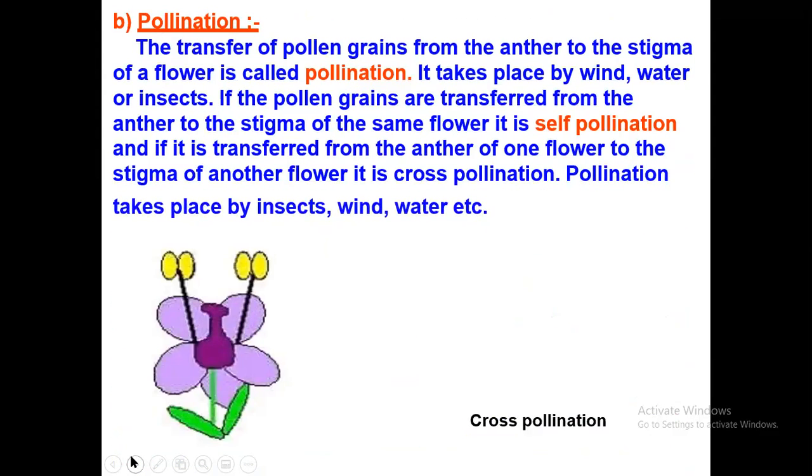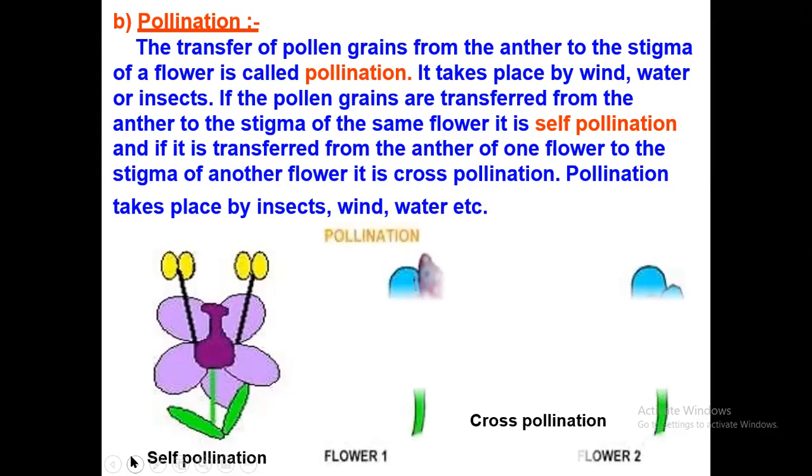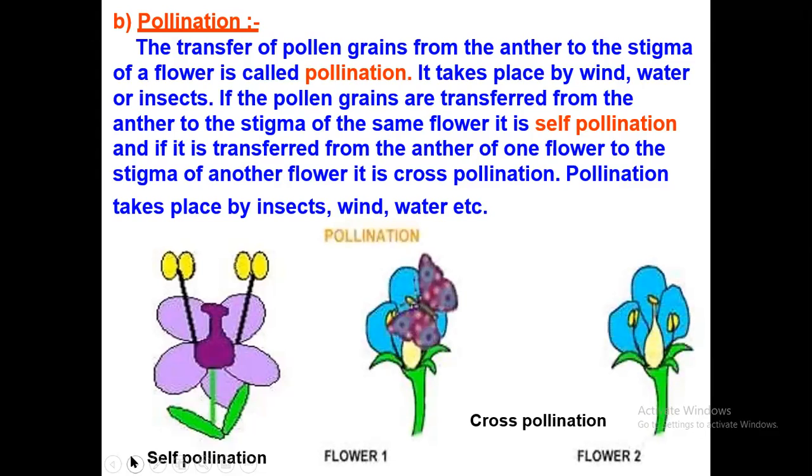Now, pollination. The transfer of pollen grains from anther to stigma of a flower is called pollination. It takes place by wind, water, or insect. If pollen grains are transferred from anther to stigma of the same flower, it is called self-pollination. And if it is transferred from the anther of one flower to the stigma of another flower, it is called cross-pollination.